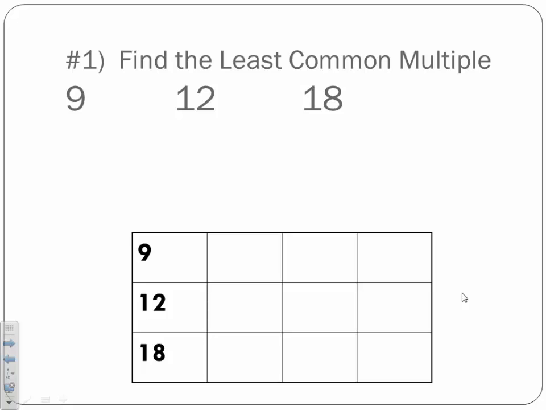All right, here's my prime factors. So if you have a mistake there, stop the tape and check it. Fix it. So I'm going to write these out. Here's my 3's for 9, 2 times 2 times 3 for 12, and 2 times 3 times 3 for 18.